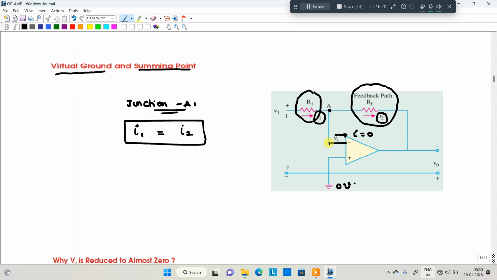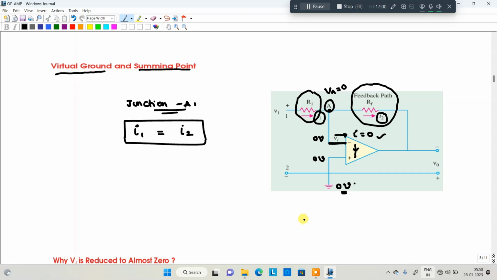Now the current between these two terminals will be 0, and the potential is the same. Here the potential is 0 volt, and you may expect the potential is 0 volt here too. Whenever it is 0 volt and 0 volt, there is no potential difference and no current flowing, which satisfies our condition. So virtual ground means that if the plus terminal is grounded, the same potential appears at the inverting terminal. That means here VA is equal to 0. Okay, got my point everyone?